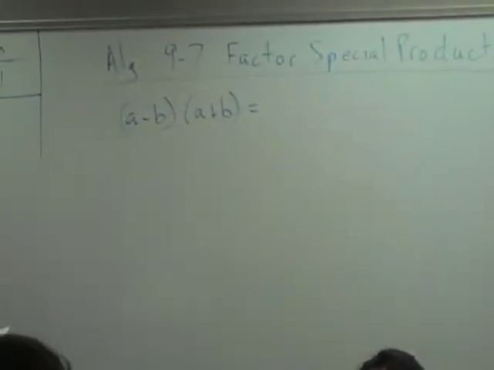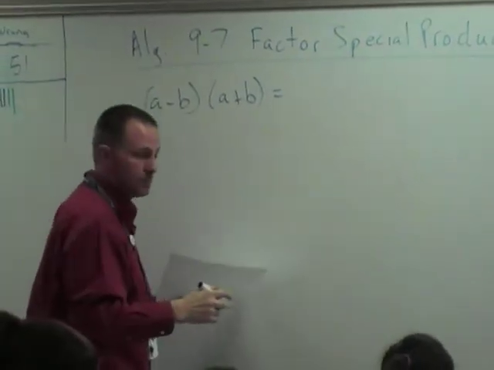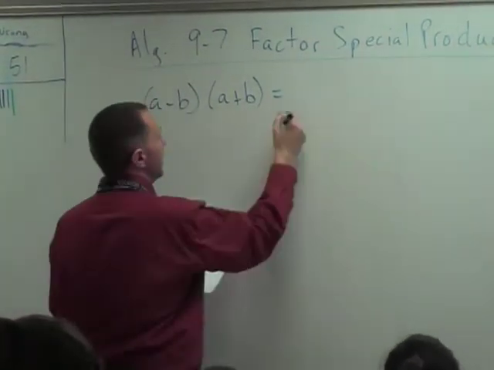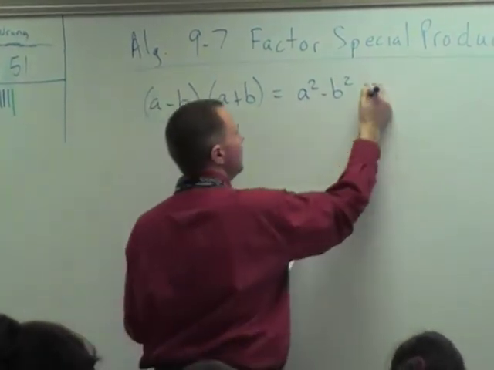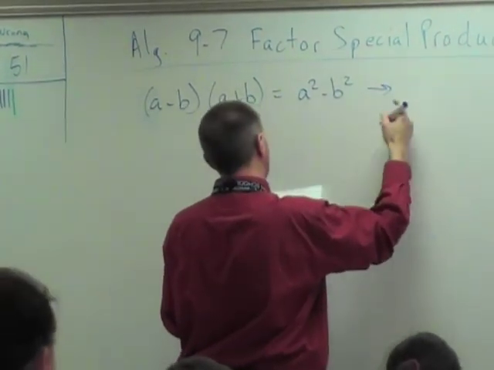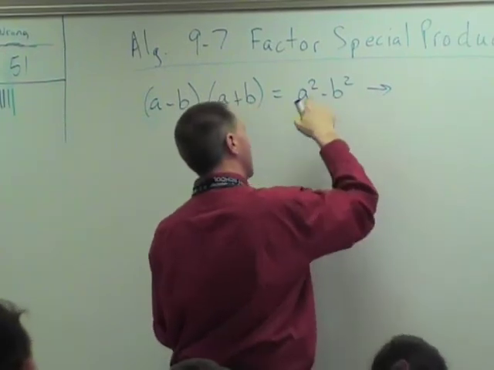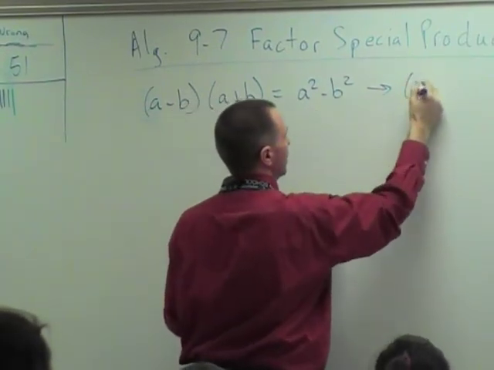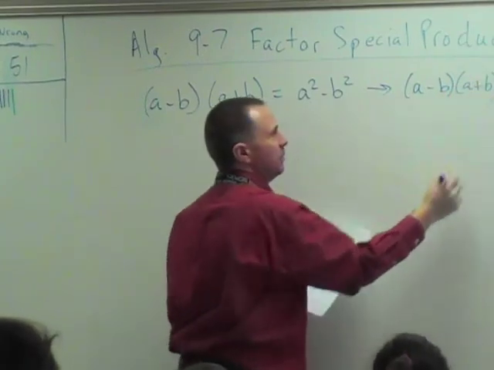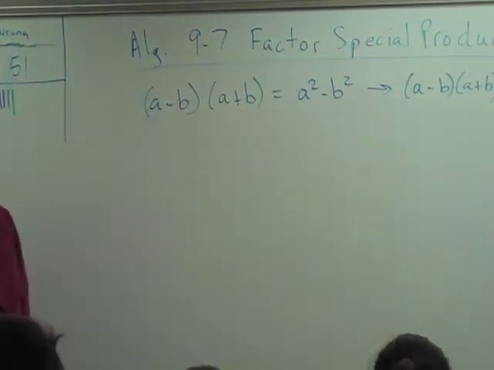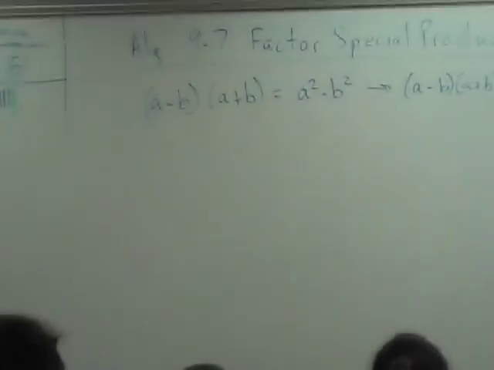So what does that equal? Yeah, difference of squares. Okay? So now, given that, you need to do it backwards. Given this, you need to understand that that factors into a minus b, a plus b. And again, it could be a plus b, a minus b. So you're doing this stuff backwards.